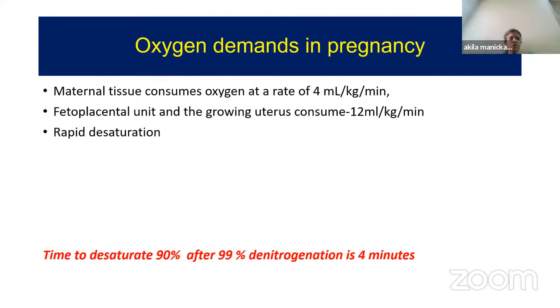In addition to this, why are they more prone to hypoxemia? Because the oxygen consumption is around 4 ml per kg per minute, and with regard to the fetoplacental unit, it is 12 ml per kg per minute. So though there is an increase in tidal volume and minute ventilation, and your PaO2 is around 107 millimeters of mercury, their tendency to desaturate is quite fast because the oxygen consumption is more. Number one, the consumption is more.